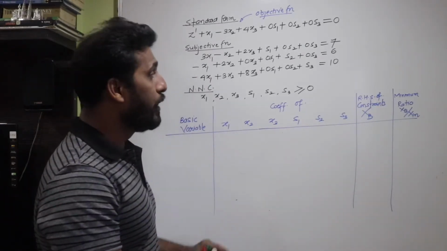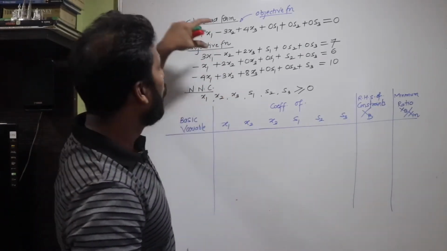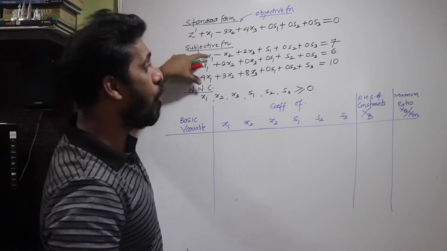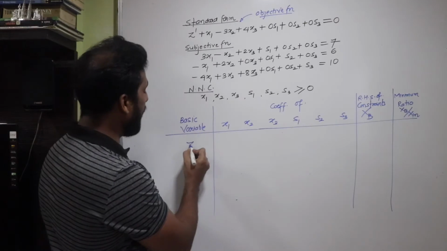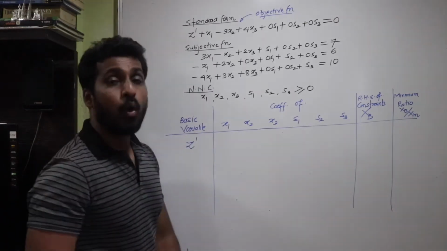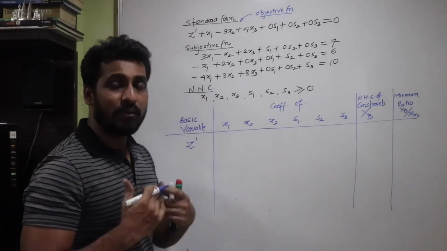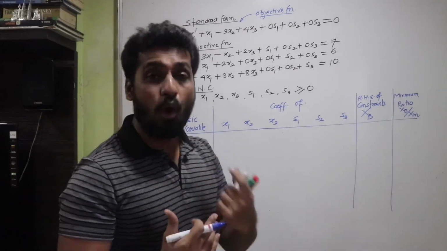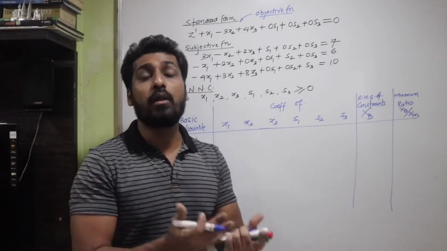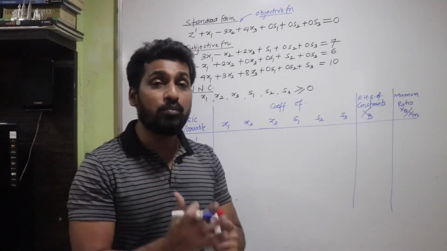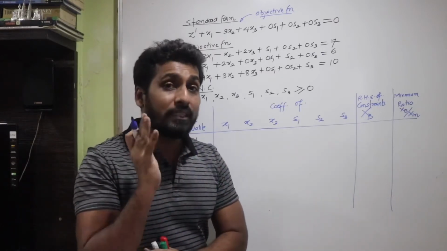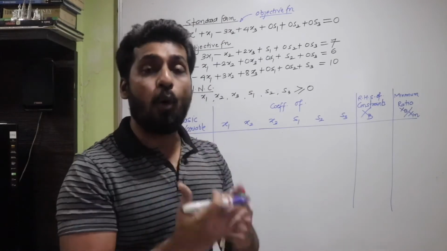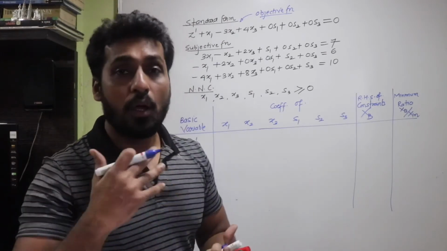Now we are going to fill up all the values which are taken from the standard form. So let's put up all the values over here. The very first thing I'll be writing is z dash, which is not a basic variable. So z dash is my optimum solution. I want to find the maximum or the minimum value of the objective function, which is called the optimum solution. So the value of z dash is called the optimum solution, the maximum or the minimum solution.